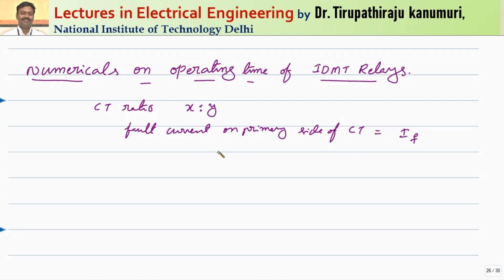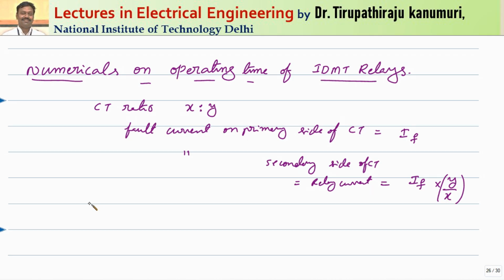If you want to convert this fault current to the secondary side, the fault current on the secondary side of CT will be equal to the relay current. So how much is the current passing through the relay? This fault current should be transformed to the secondary side. This can be obtained by IF multiplied by Y divided by X. That IF you divide with the primary current and multiply with the secondary current; the current ratios you have to multiply. Getting this? By this we can get the current that is passing through the relay.